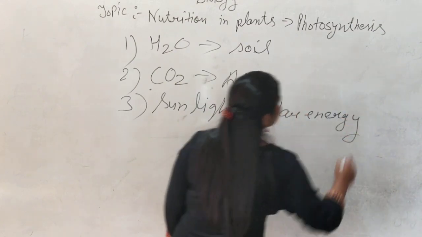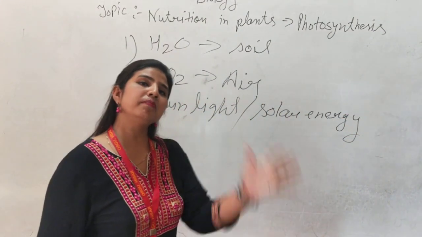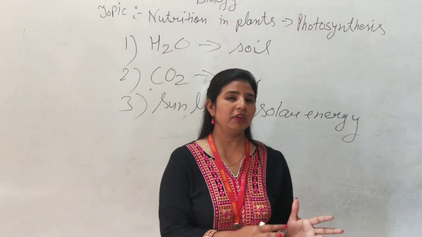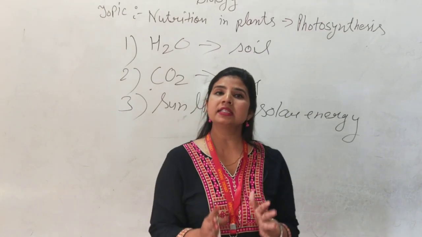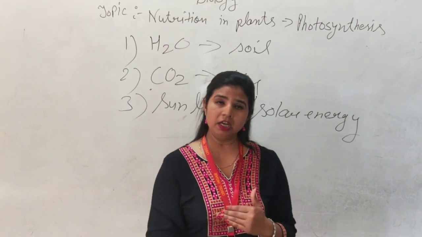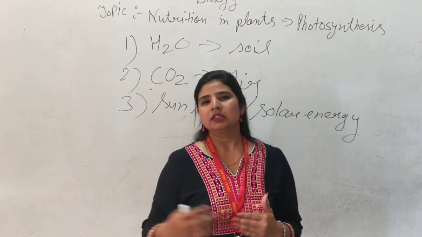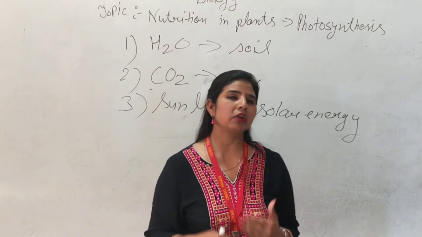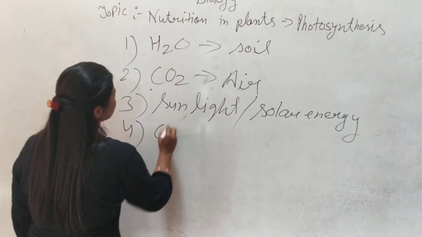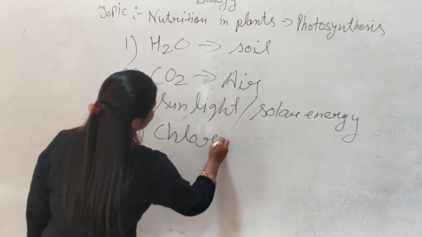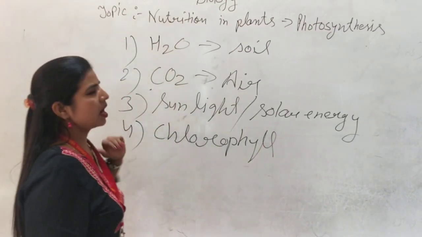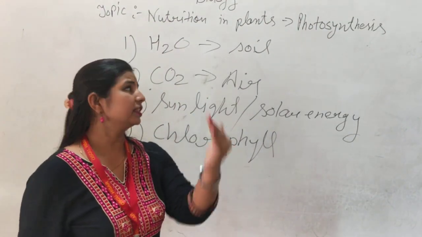And the fourth most important thing required, which we don't have, and this is the biggest difference between plants and animals, is chlorophyll, that is known as chloroplast. The color is green due to chlorophyll or chloroplast, that we don't have. So that is why we people are not able to do the photosynthesis process. So these four important components are required for doing the photosynthesis process.